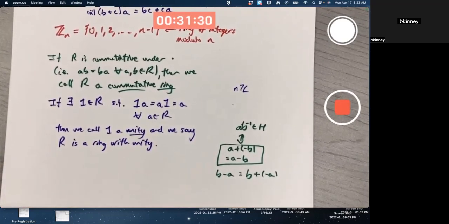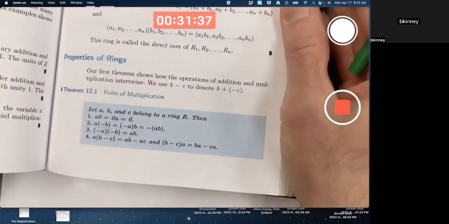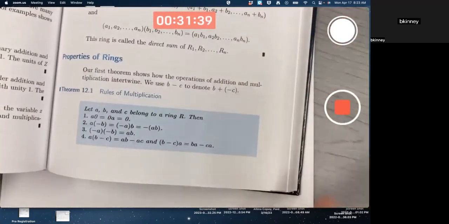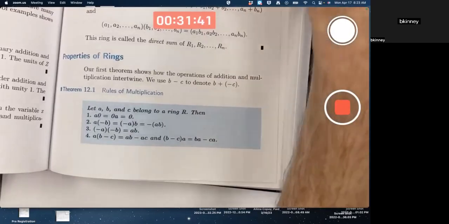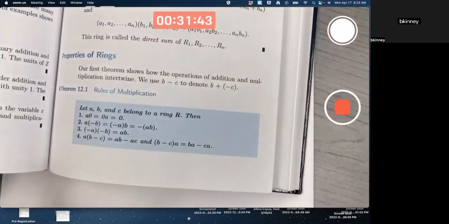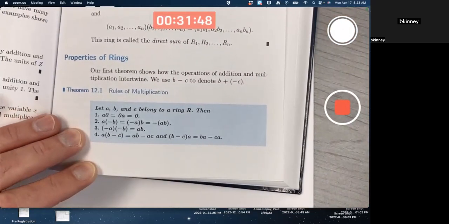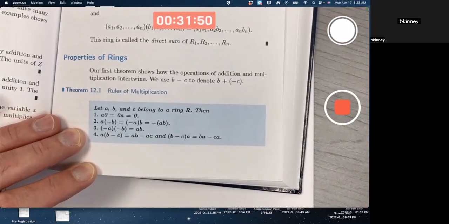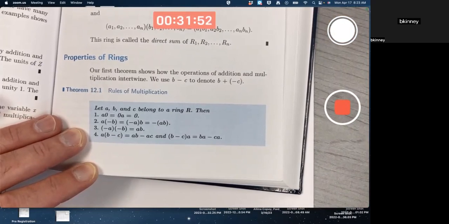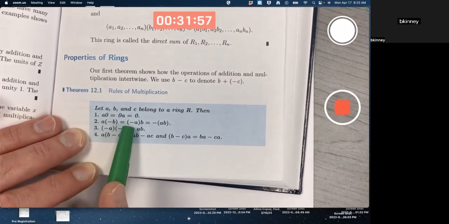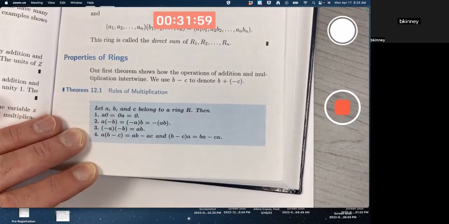If you can get away with proving properties without assuming them, then you should not make it part of the definition. This theorem includes a bunch of properties on this page and the next page. I'm not going to show you the next page, which you could say, well, shouldn't that be part of the definition? And the answer is no, because you can prove them from the definition. A times 0 equals 0 times A equals 0, no matter what A is from R. Oh, could we prove that from scratch?